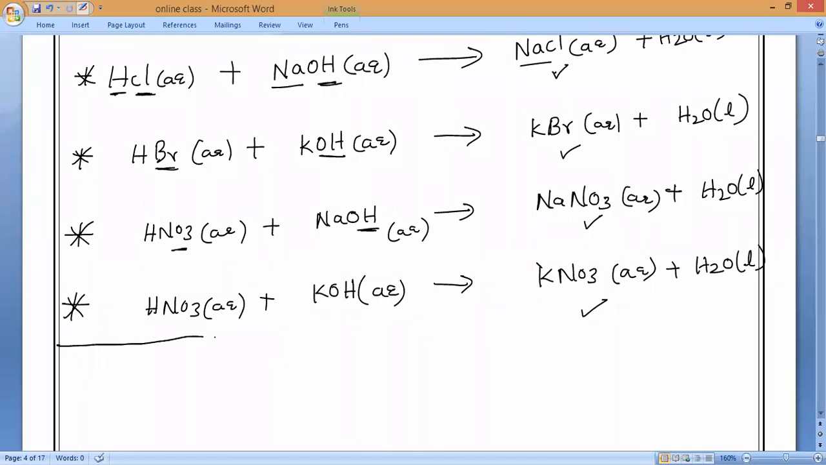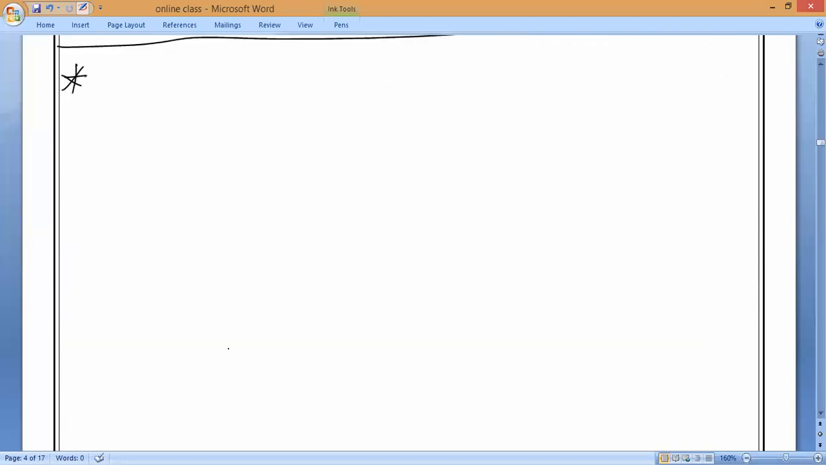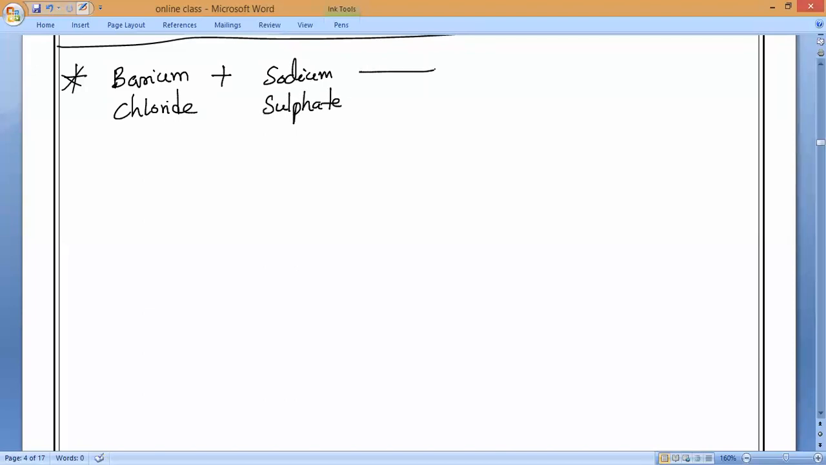Now again, get back to the examples of precipitation reaction. So you can continue from there. Please write. I will give you the word equation. Let me see who will write first. Barium chloride and sodium sulfate. That's all. Write it. Barium chloride plus sodium sulfate. Products you have to tell. Barium sulfate, sodium chloride.